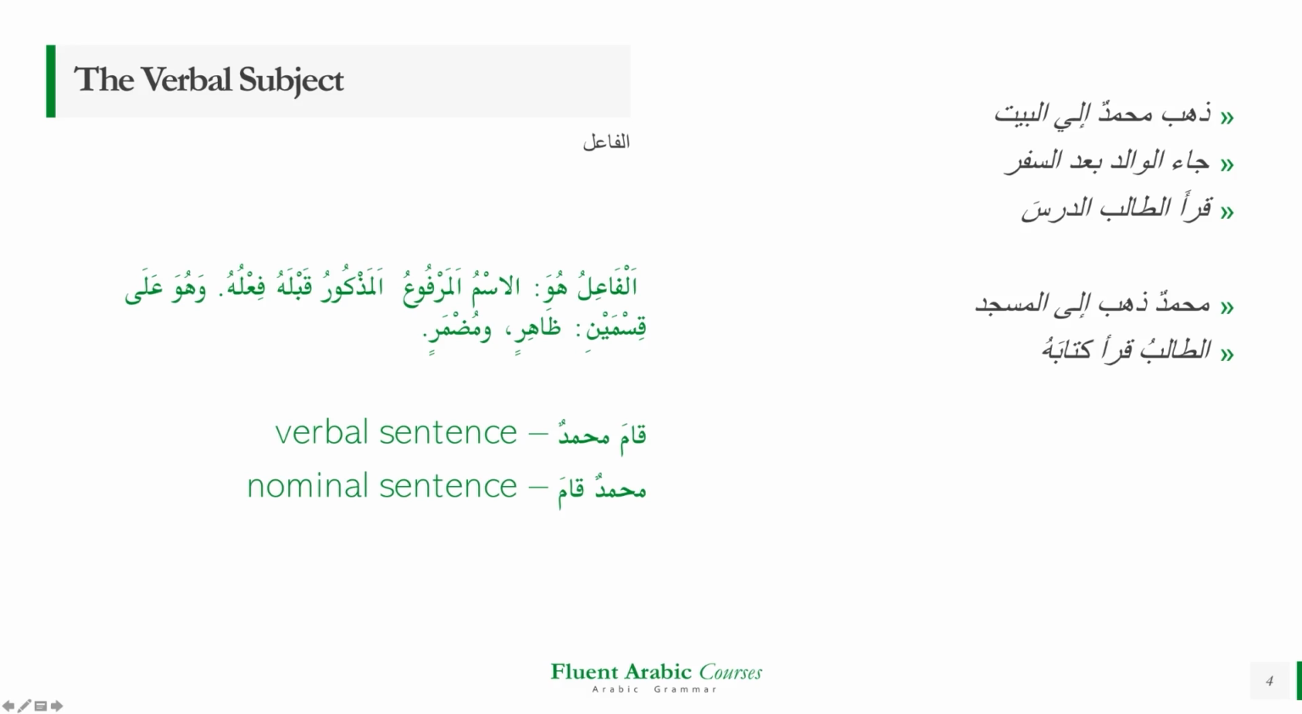Now let's look at some examples. ذهب محمد إلى البيت. Muhammad went to the house. It begins with a verb. So Muhammad is the fa'il. Muhammad is the subject. جاء الوالد بعد السفر. قرأ الطالب الدرس. All these are verbal subjects because the sentence starts with the verb.